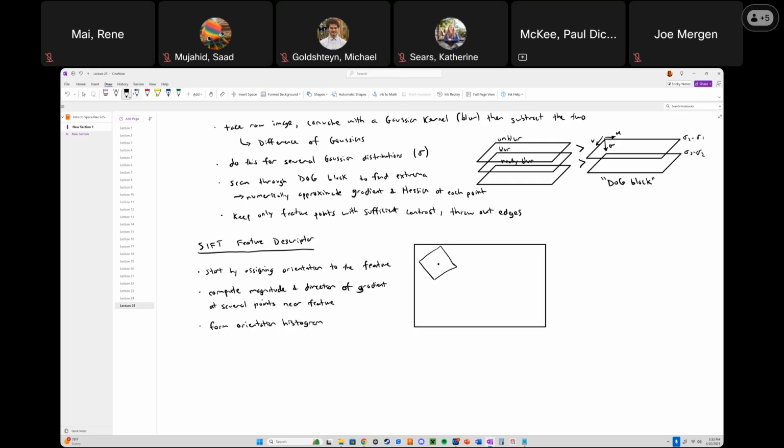So we pick a point near the key point. We compute the magnitude and direction of its gradient. Let's say it's pointing this way. And then we also find the magnitude and direction of the gradient over here. Let's say it's pointing this way. And then we find another point over here, pointing this way. And then this point over here is pointing down this way. Right? And we let them all vote.